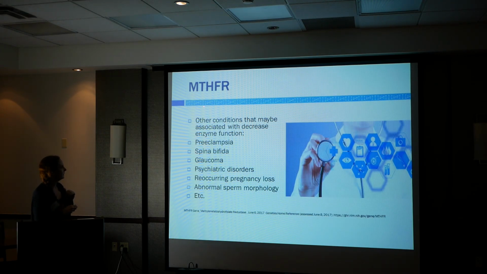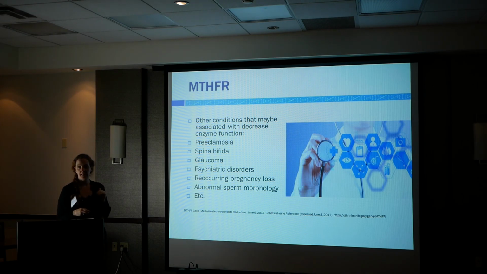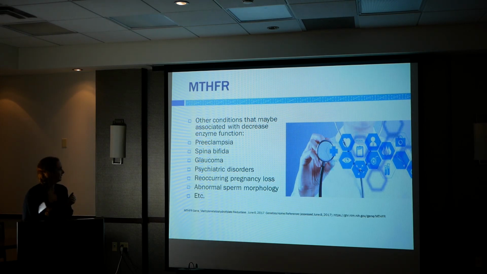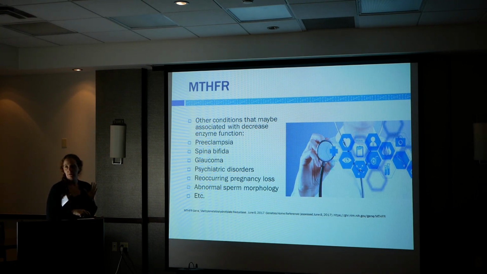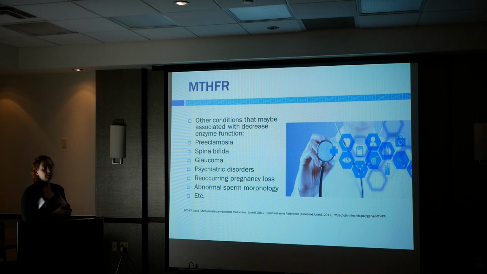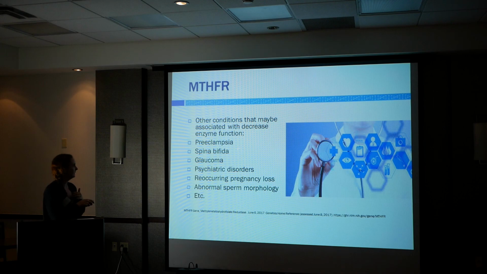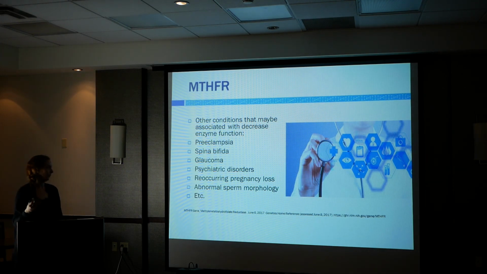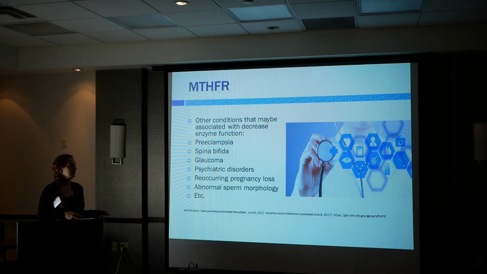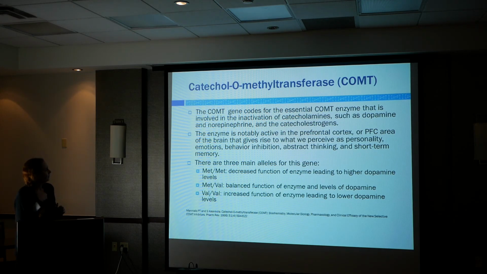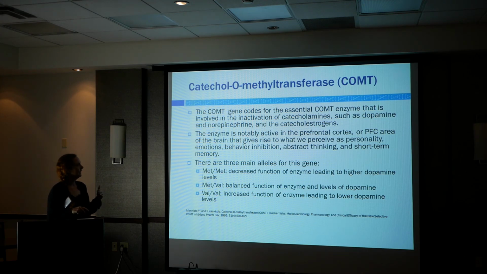Some of the symptoms related to having an MTHFR risk allele can be across the board, really. You can have developmental defects like spina bifida, you can have heart disease, you can have glaucoma, and you can have mood disorders. Recurring pregnancy loss. It really has a widespread effect. The COMT gene encodes for an enzyme that breaks down catecholamines.